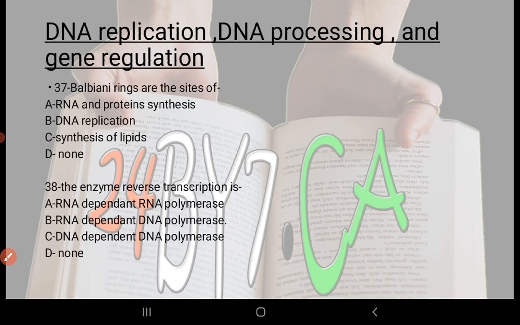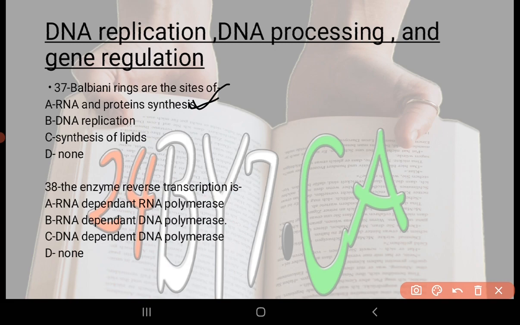Next question. Balbiani rings are the sites of A. RNA and protein synthesis, B. DNA replication, C. Synthesis of lipids, or D. None. So the right answer is option A. RNA and protein synthesis. Balbiani rings are the sites of RNA and protein synthesis.